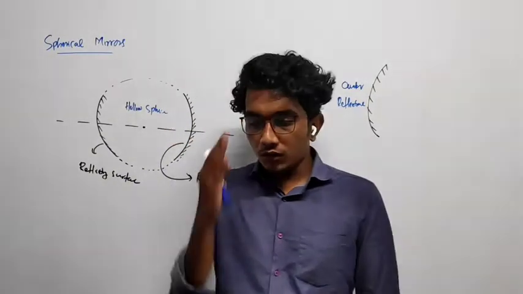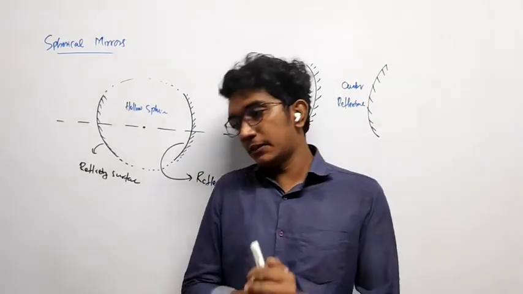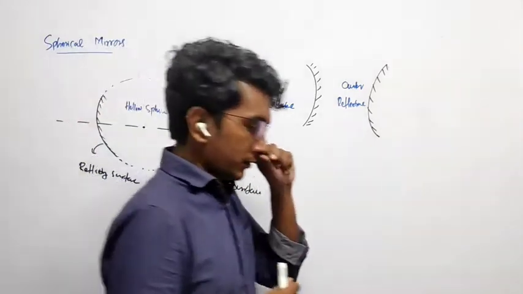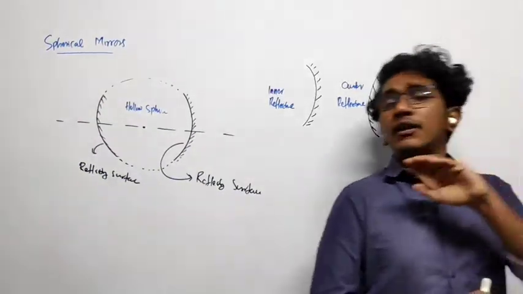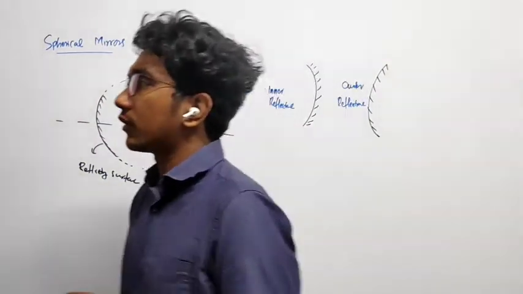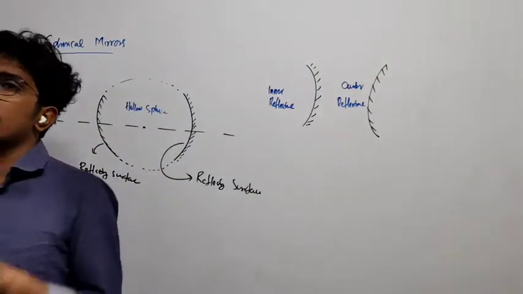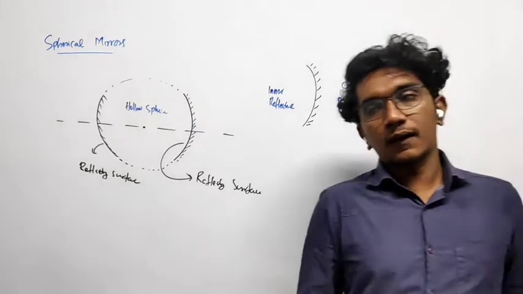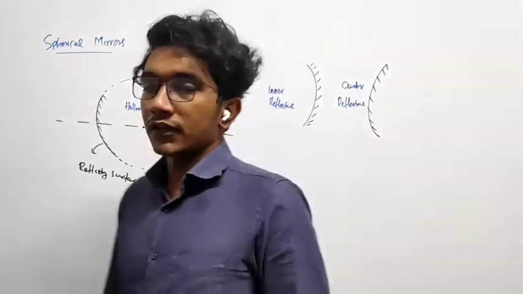Okay, so we have discussed plane mirrors. Now we are going to talk about spherical mirrors, you know, concave and convex mirrors. Everyone knows about concave and convex mirrors. You must have studied them in the lower classes. But we have to discuss a lot of things about concave and convex mirrors.